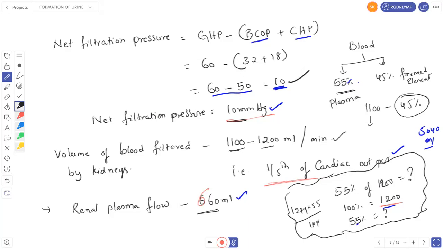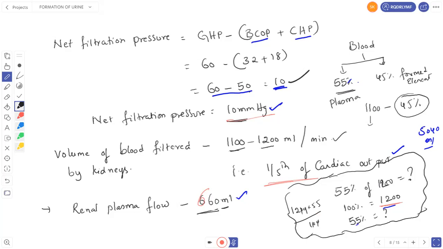So what is the volume of blood filtered by kidneys? The volume of blood filtered by kidneys is around 1100 to 1200 milliliters per minute. That is one-fifth of the cardiac output. So the cardiac output, you know that it is 5040 ml per minute. So next one is renal plasma flow. If 1100 to 1200 milliliters of blood is filtered by kidneys per minute, then how much plasma is flowing through the kidneys per minute? It comes around 660 ml.